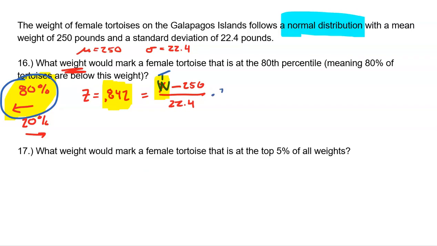First thing I'm going to do is get rid of division by multiplying both sides by 22.4. So I'm going to take the 0.842 and multiply it by 22.4. I'm going to wait 1 second to actually do that math. And then the next step to solve for the weight would be to add 250 to both sides. And that's what I'm now going to go to my calculator. 0.842 times the 22.4. Add the 250 would be 268.861 pounds.